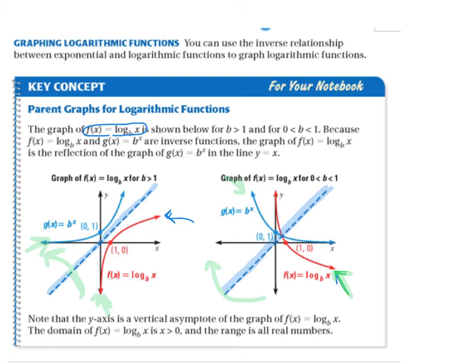Note that the y-axis is a vertical asymptote of the graph f of x equals log base b of x. The domain is x greater than 0, and the range is all real numbers, which is backwards from what we did in the last few sections, right?